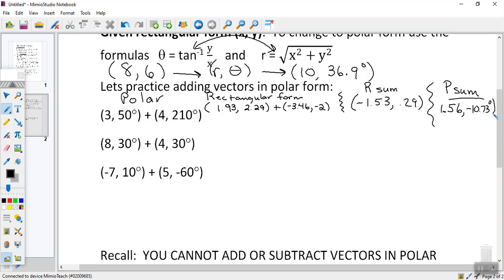Okay? However, in polar coordinates, you cannot do a polar sum by just adding them together. You need to convert stuff into what first? Rectangular form, and then do your rectangular sum, and then convert them back to what? Polars. Okay, so let's try one more here before we head to lunch. Help me get these 2 points in rectangular form. So 8, 30 and 4, 30.